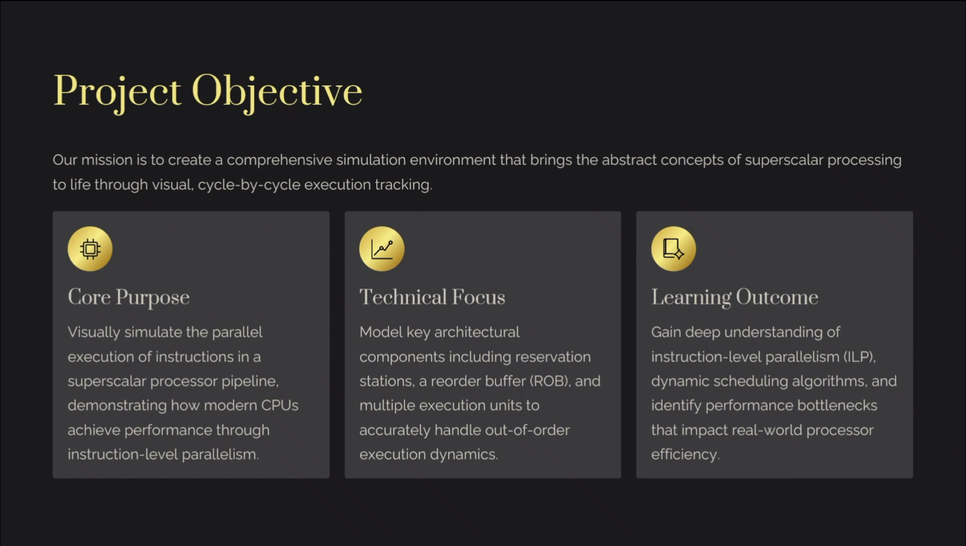Our simulator models how the CPU pipeline handles the instructions in parallel and how out of order execution actually works in hardware. Technical focus is basically on core architectural blocks: reservation stations, reorder buffer, as well as multiple execution units. These are actual elements that make parallel execution possible. Our system models all these components so that we can observe how instructions issue, execute, and commit.